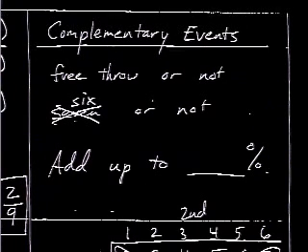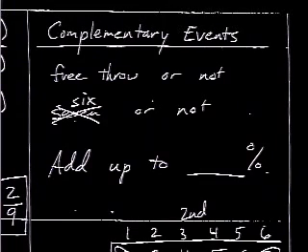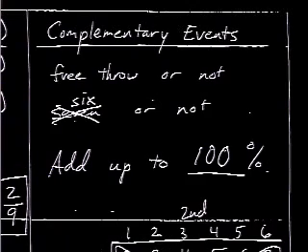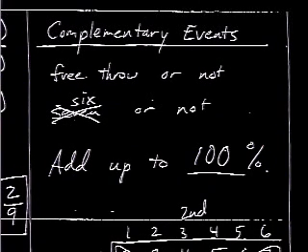Now, these particular events, complementary events, add up to 100%. Well, that makes sense. If you're an 80% free throw shooter, then you miss 20% of your free throws. When you flip a coin, it's a 50% chance of getting heads and a 50% chance of not getting heads. So they add up to 100%. Complementary events, very easy. That's a very useful thing. Make sure you use it as often as you can.